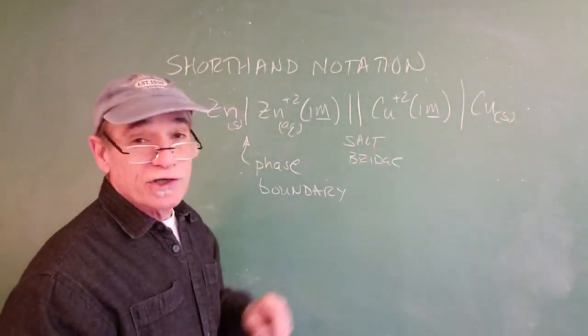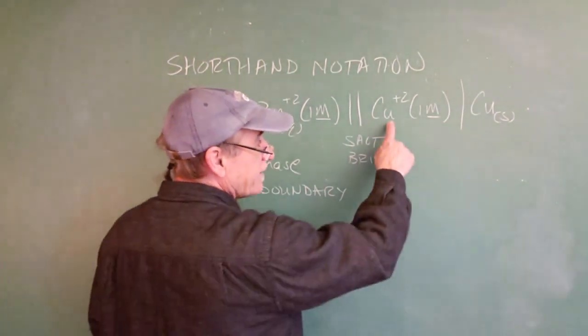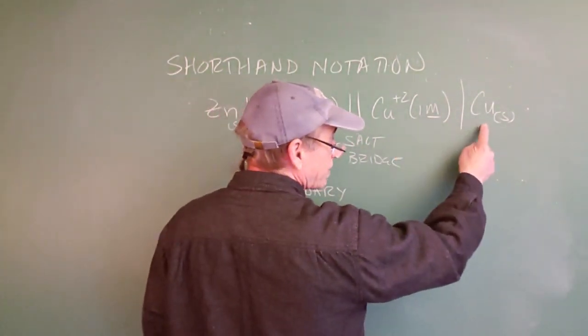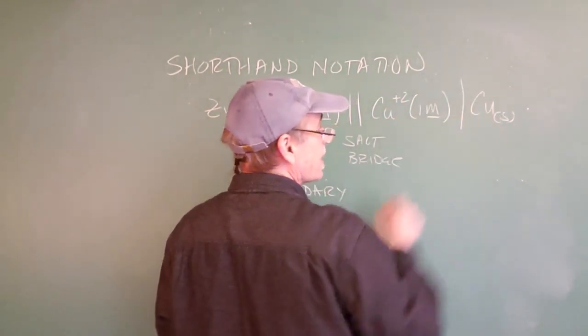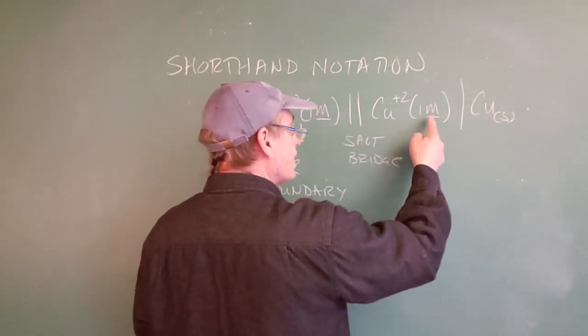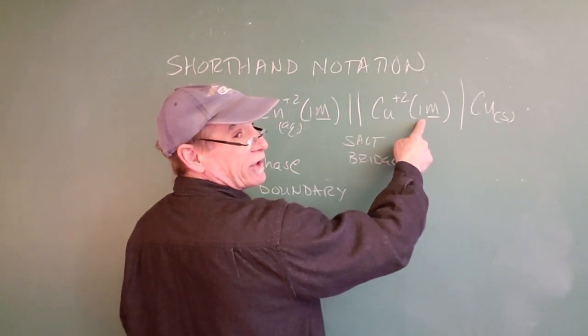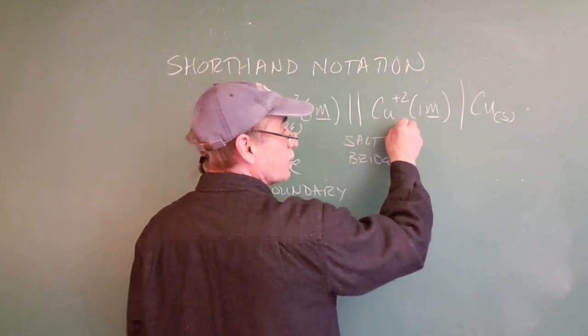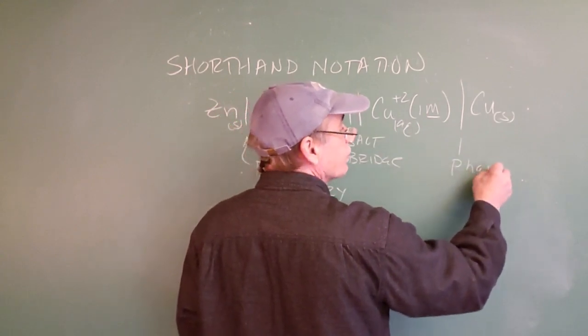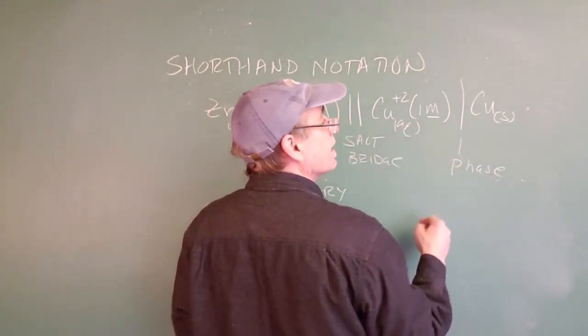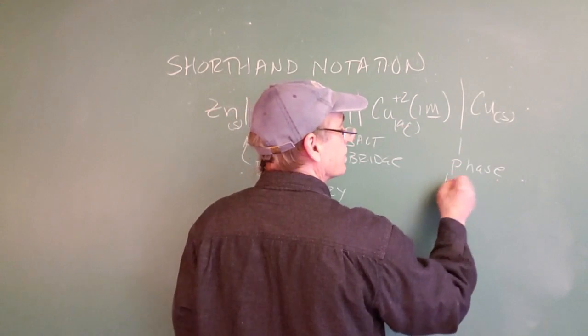Now, on the reduction half reaction, notice that, again, they show the reactant and then the product because in this case the reactant's the copper plus 2. It's being reduced to the copper solid. And again, they've shown the molarity of the copper plus 2 ion that's aqueous. Here, again, is a phase boundary between the two, the aqueous copper ion and the solid copper.